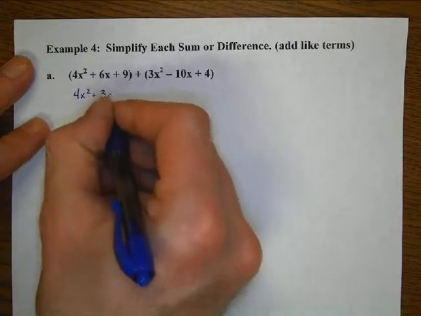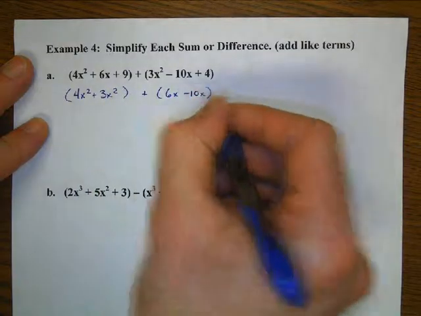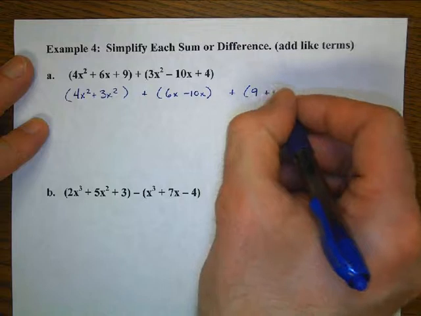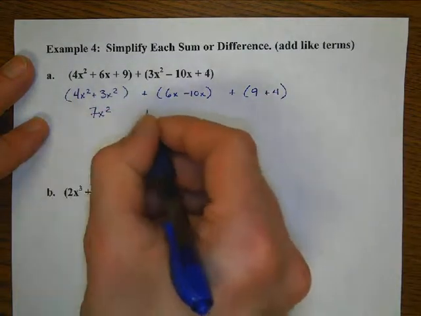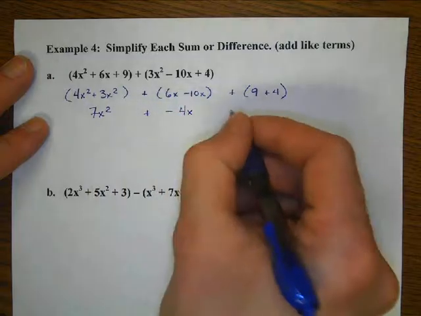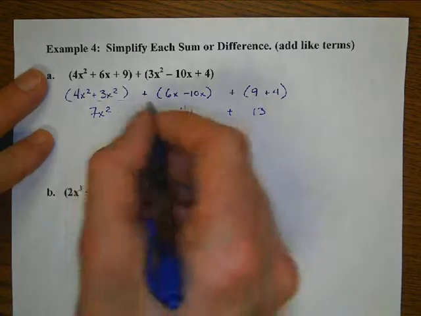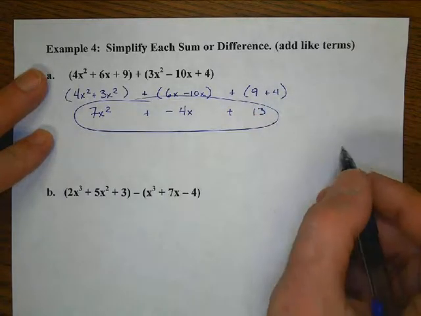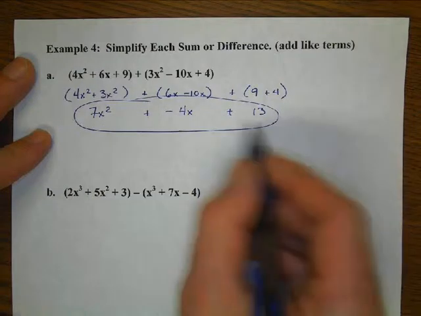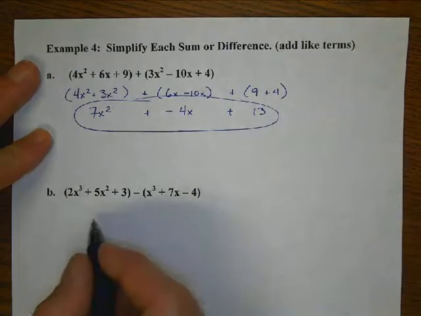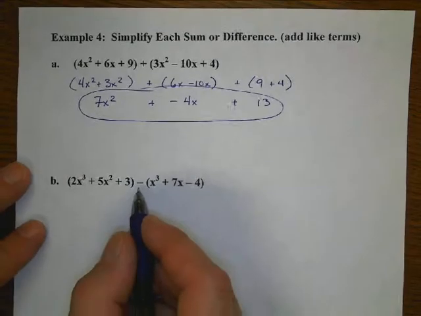Now, if you chose to write minus 4x, that's perfectly fine. Just in a review from the previous page, second degree, so that's quadratic, 3 terms, that's a trinomial. Let's look at our next one. On this one, we have a minus sign, so we need to do something different before we start the problem. We're going to need to distribute that minus sign to the back half of the problem. So minus x cubed, minus 7x, and minus a minus 4 is a plus 4.